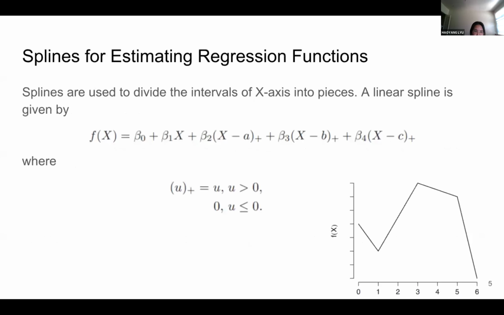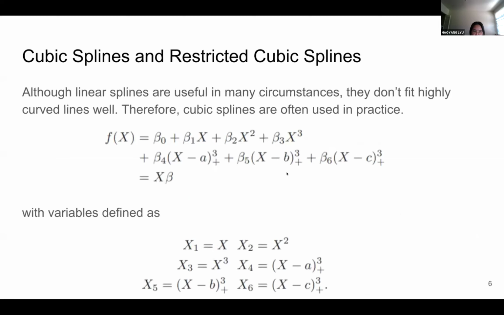So next slide, please. To address the problem that polynomial terms can oscillate a lot, the method the book proposes is splines. They are used to divide intervals of the x-axis into pieces. This is a demonstration of a linear spline. Basically, this is made up of piecewise linear functions. And by cutting the x-axis into pieces, we can address the different behaviors of different regions of data using different models. So next slide, please.